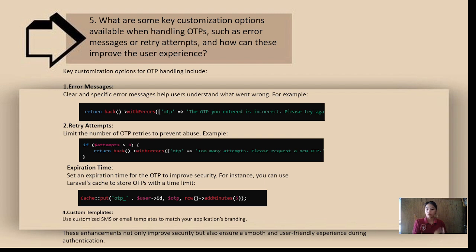Example below. Number 3, expiration time. Set an expiration time for the OTP to improve security. For instance, you can use Laravel Cache to store OTPs with a time limit. Number 4, custom templates. Use customized SMS or email templates to match your application's branding. This enhancement not only improves security but also ensures a smooth and user-friendly experience during authentication.